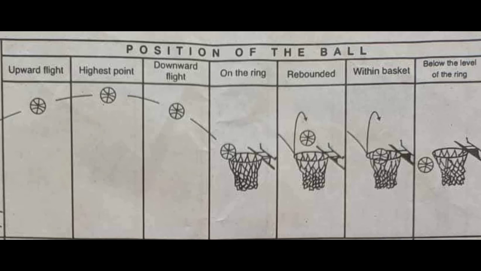Positions of the ball. Positions of the ball to be considered when performing free throws or shots. We have the upward flight, highest point, downward flight, on the ring, rebounded, within the basket, and below the ring.